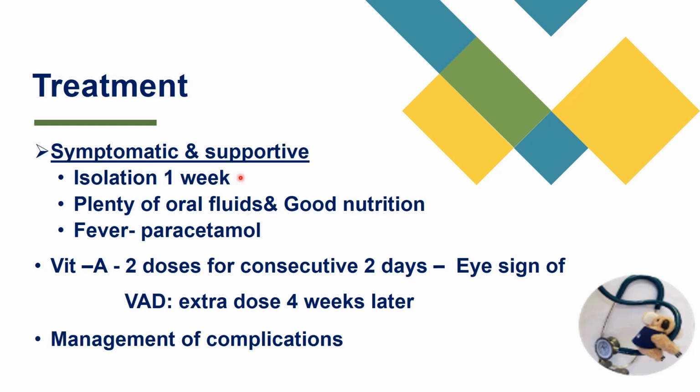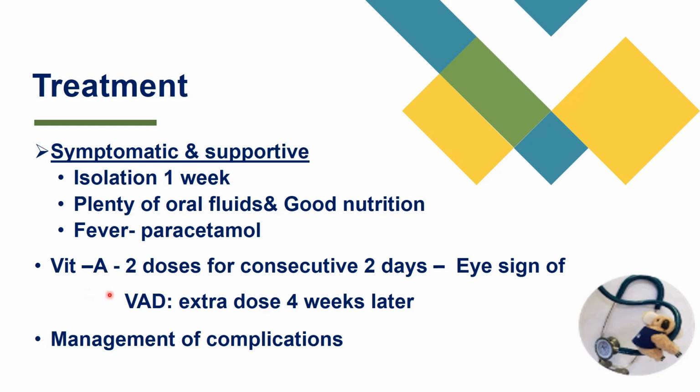Now come to the treatment. Treatment is symptomatic and supportive. Isolation of the patient for 1 week is very essential because it is a very contagious disease. Then take care of fluids and food. Plenty of oral fluids and good nutrition should be given, as the child is immunocompromised when the child has measles. And then control the fever with antipyretics, especially you can give paracetamol.